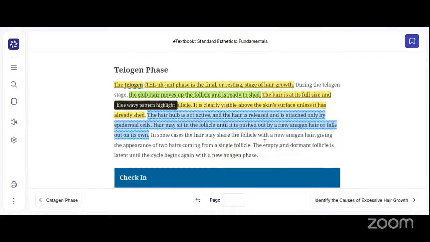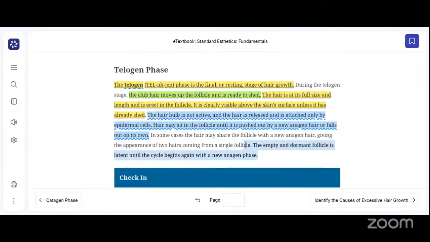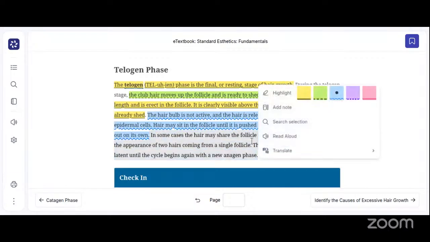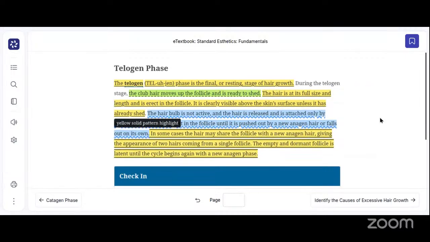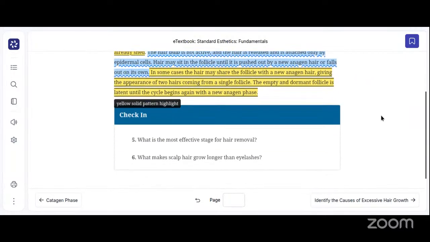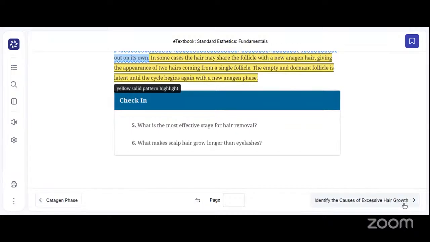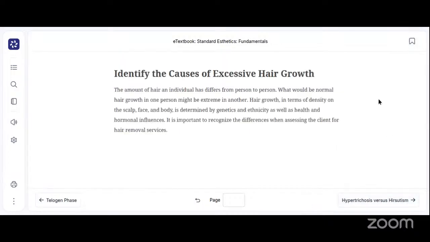So it just kind of chills, the follicle that collapsed. It just kind of chills in the telogen phase, and then it starts to rebuild itself or come back to life when the anagen phase comes back around. Isn't that amazing? We're going to go yellow on this. Make sure you guys are checking out the page and you're working on the check-in questions as well.